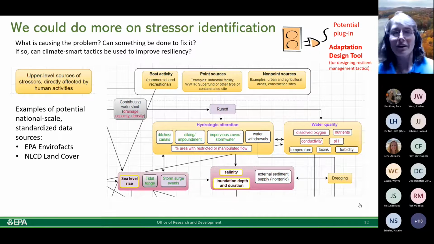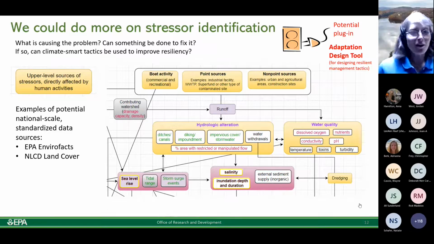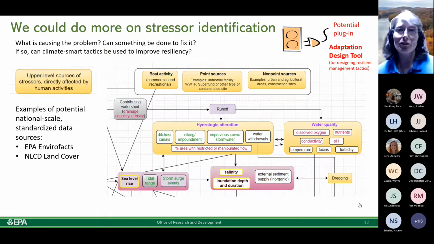Once you get to a point where you're picking your management tactics, ideally you want to take those extra steps in the Adaptation Design Tool to make sure those are climate smart practices and you're doing as good a job as you can to address resiliency. And there are some good EPA resources as well, or at least the EPA EnviroFacts website has a lot of geospatial data on things like point and non-point source pollution, where you could go and grab information to populate that part of your diagram.